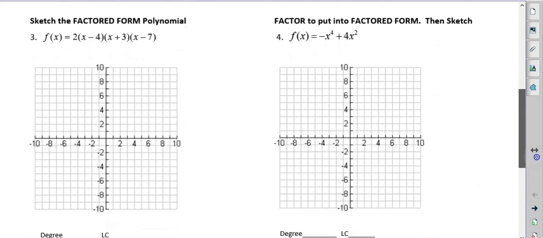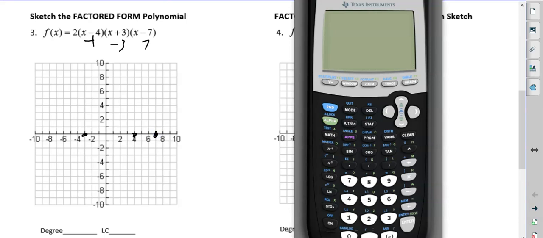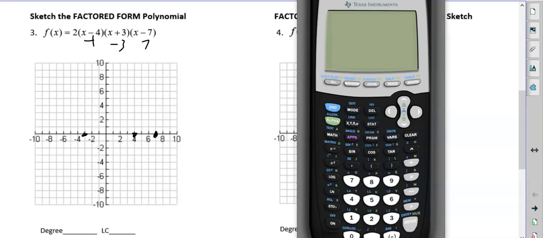Okay, sketch the factored form polynomial. So I'm going to have 3 zeros at 4, negative 3, and 7. So 4, negative 3, and 7. And then we use our calculator just to get a general idea what it's going to look like. See if it's on the graph or not.